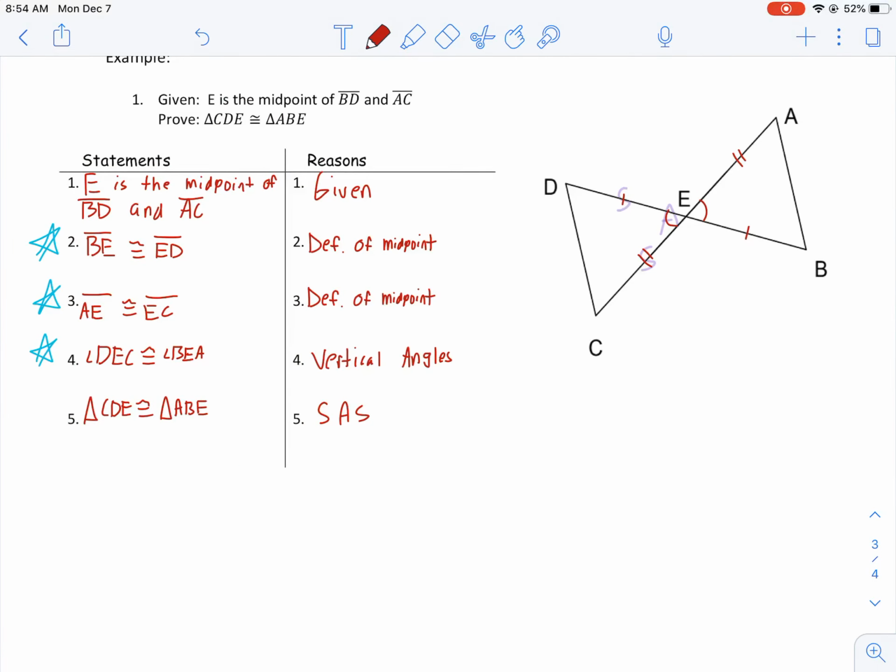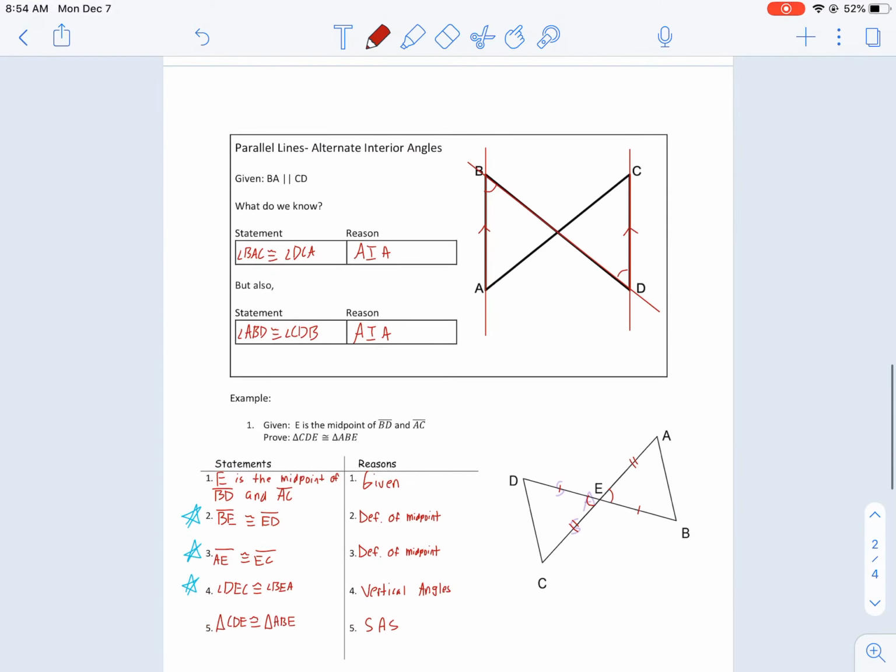So this is how you do a proof. Basically, you prove that three of the parts are the same, then you figure out which three parts you have, then you say the triangles are the same. So go ahead and try your practice, right?